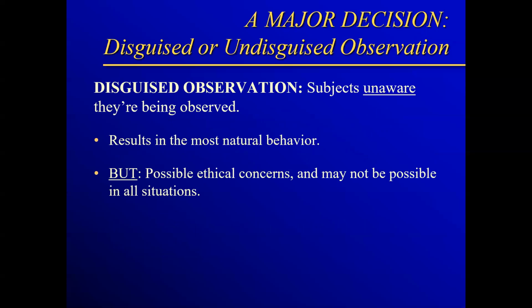All right, if not, we have a major decision to make. We can do a couple different types of naturalistic observation: disguised or undisguised. Disguised observation is where the subjects are unaware they're being observed. This results in the most natural behavior, maximizing external validity, but there could be some possible ethical concerns, and it may not be possible in all situations.